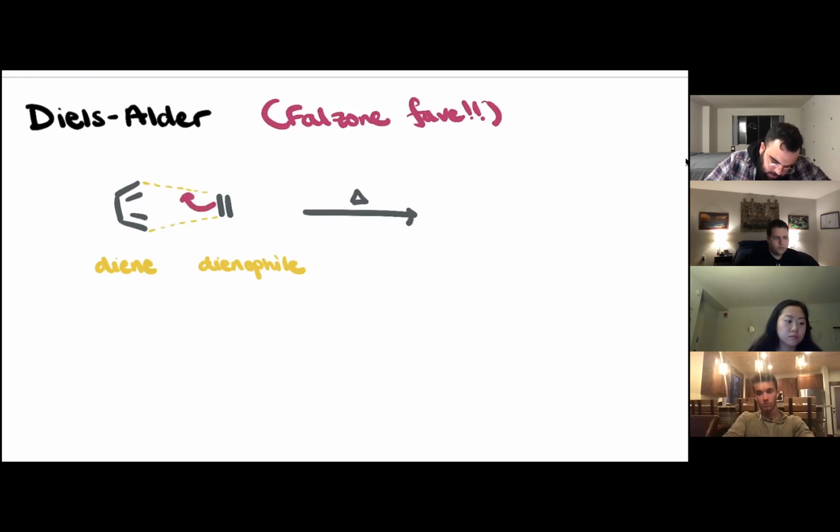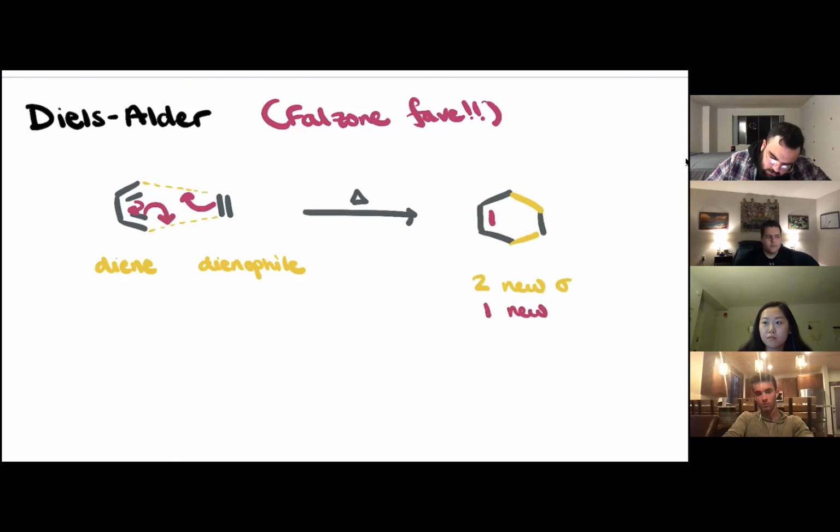So you either cycle your electrons clockwise or counterclockwise, that does not matter. But what you end up forming is 2 new sigma bonds and then 1 new pi bond. Okay, and then you end up forming overall a cyclohexene ring, right? So that 6-membered ring is a very, very clear giveaway that a Diels-Alder reaction might have occurred.